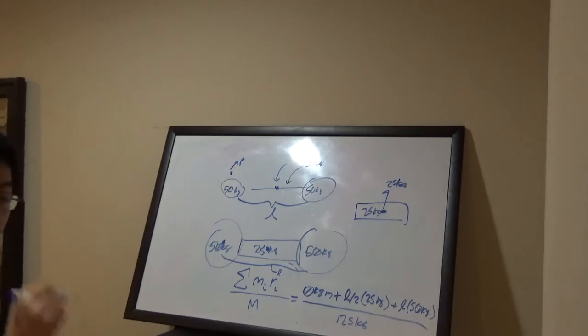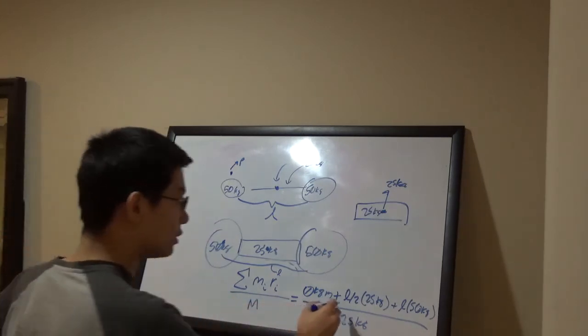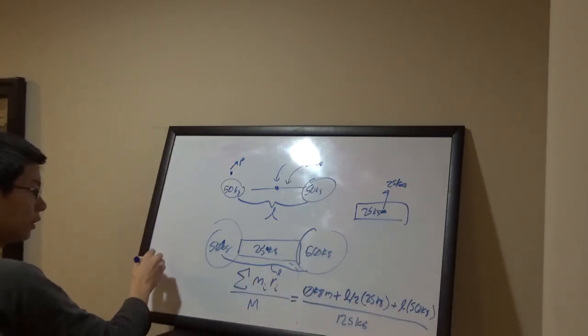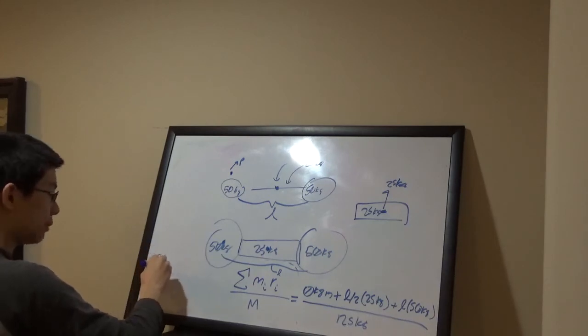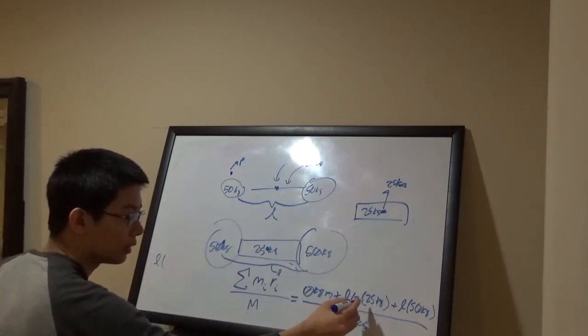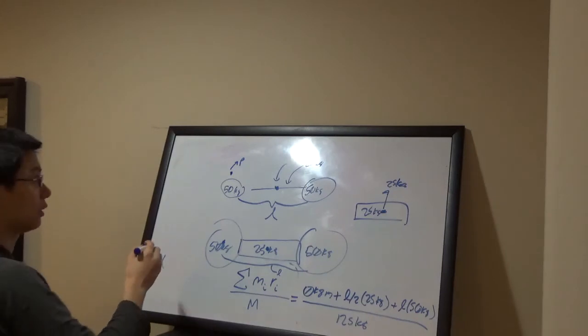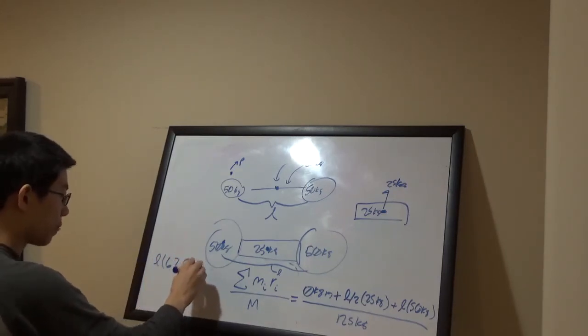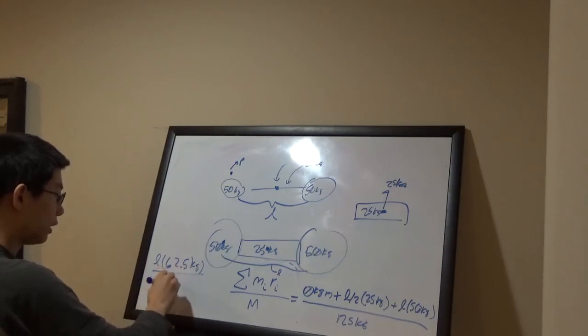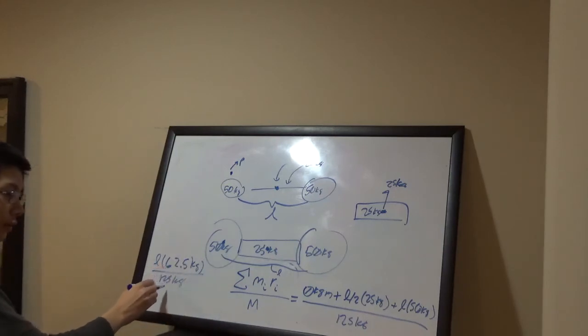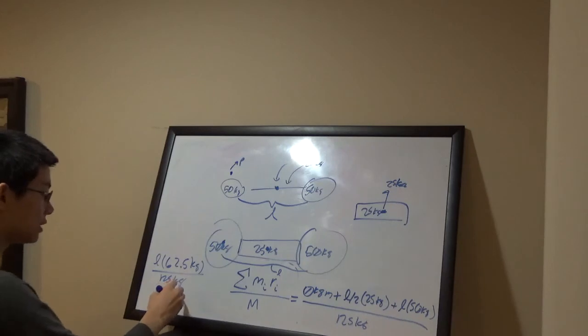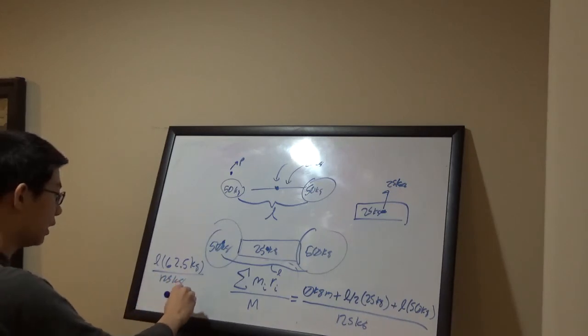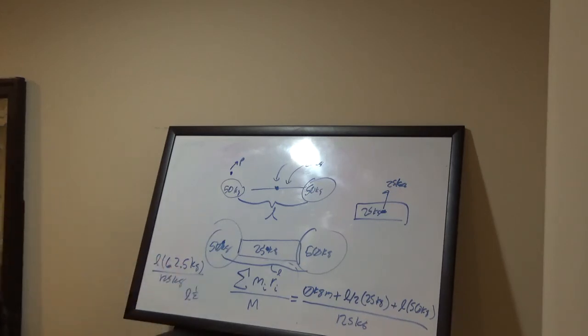Alright, so now if we do everything together, what do we get? Well, we get L times (50 plus 25 over 2), so that's 62.5 kg, divided by 125 kilograms. Well, 62.5 divided by 125 is exactly equal to 1/2. So we get L over 2. Again, center of mass exactly halfway between. Conceptually, this makes sense, right?